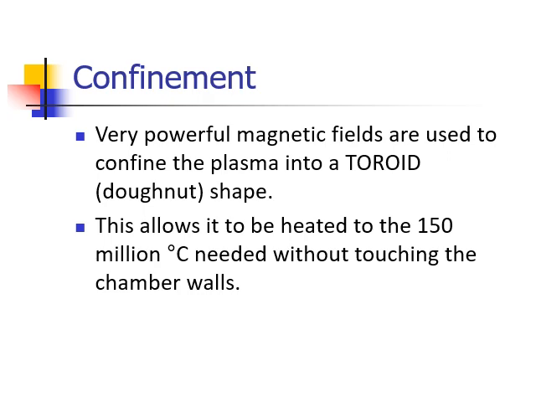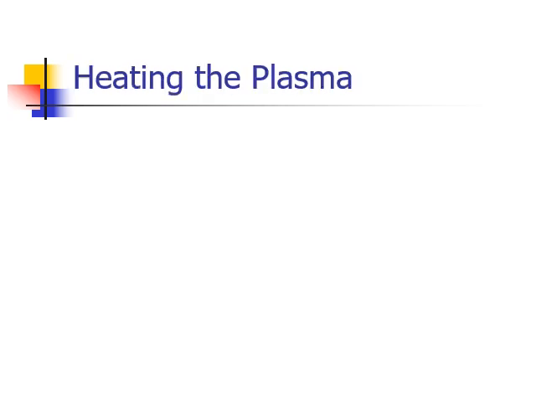So this allows it to be heated to 150 million degrees without touching the walls, because although we can make materials that will cope with high temperatures, they certainly don't cope with temperatures this high. If you're a bit further away, then you can cope with materials that can cope with higher temperatures if you cool them down sufficiently without changing state and vaporizing.